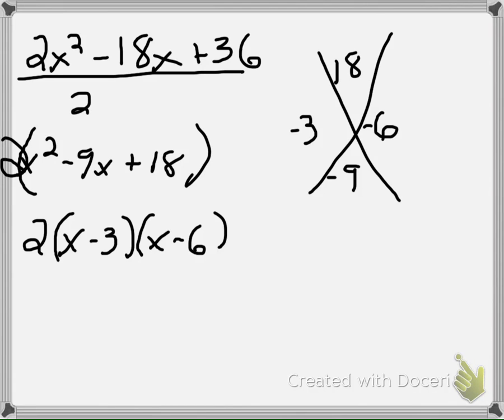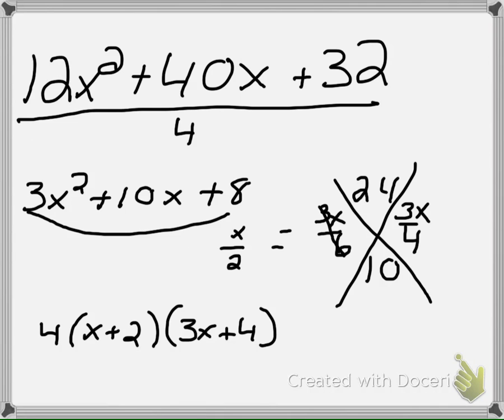So here we go. We're looking for the numbers that multiply to be 18 and add to be equal to negative 9. Okay, negative 6 times negative 3 is positive 18. And negative 6 plus negative 3 is equal to negative 9. So our answer is 2, that came from here, times the quantity x minus 3 times the quantity x minus 6. Okay?